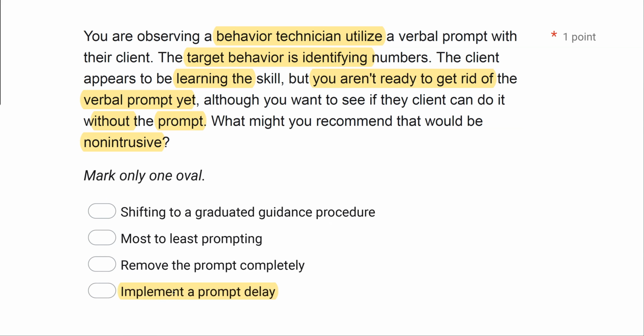Again, this is essentially a behavior analyst question, making it much more difficult than a lot of our other questions, but that's okay. You want to challenge yourself and you want to keep expanding your knowledge as much as possible, because the more you do that, the easier the exam becomes.